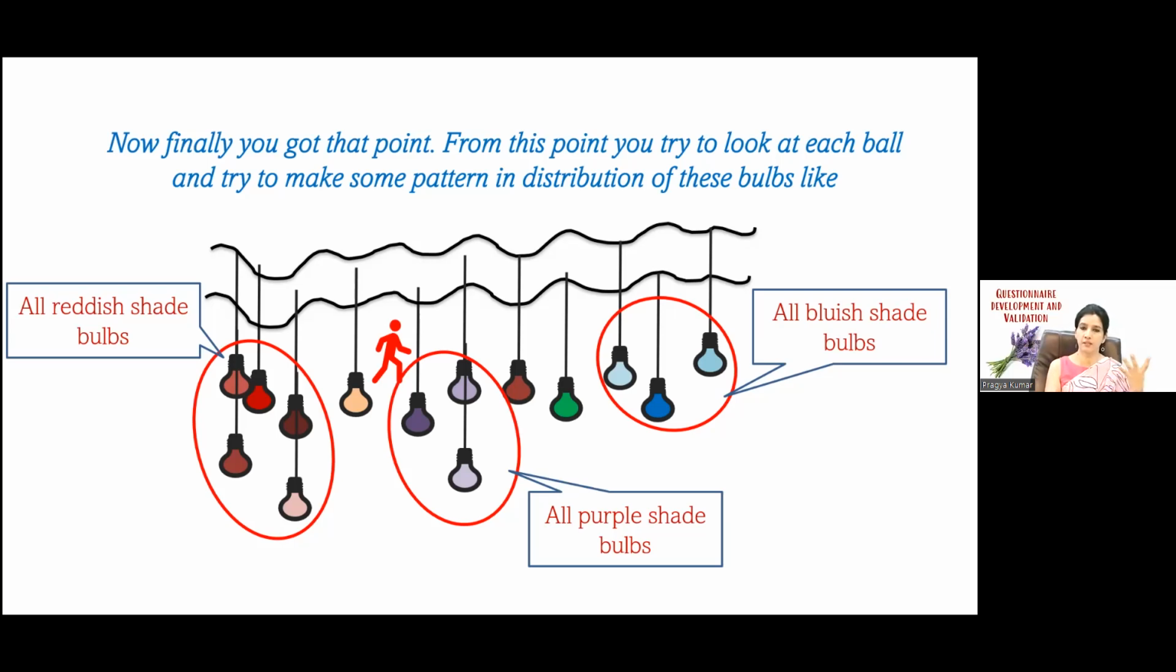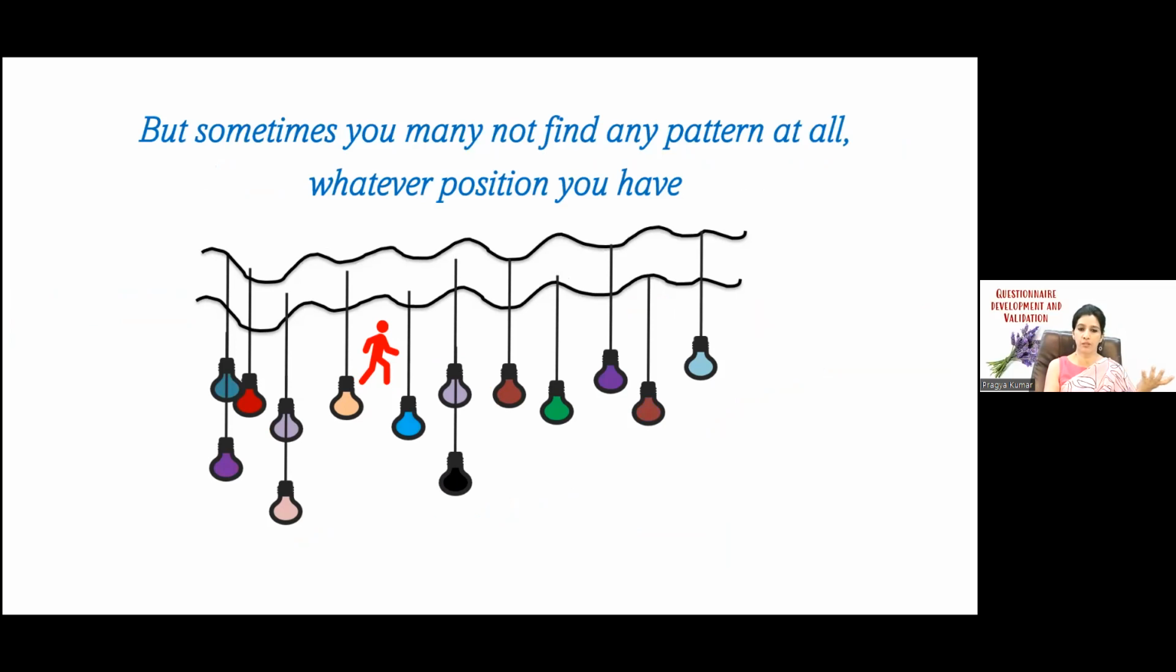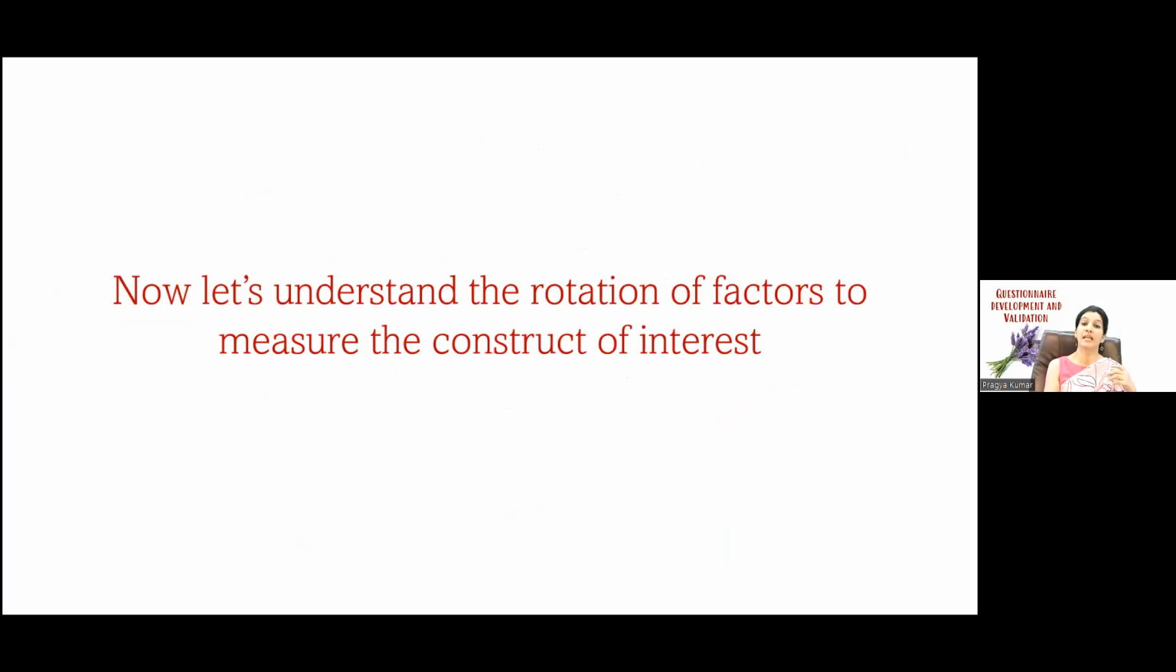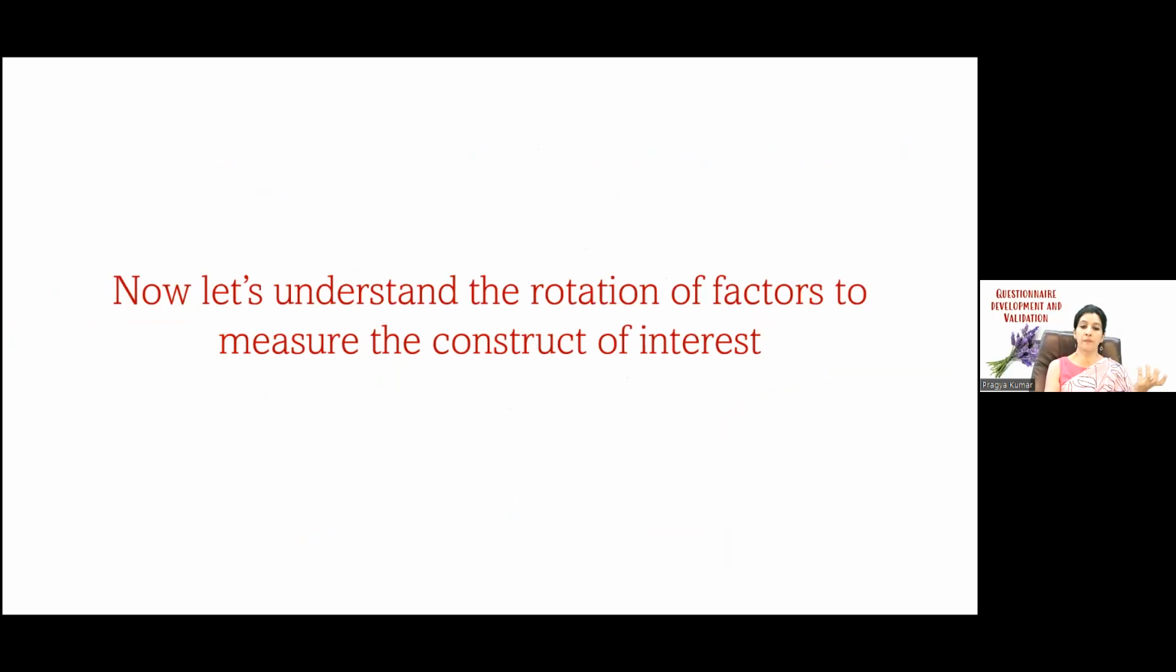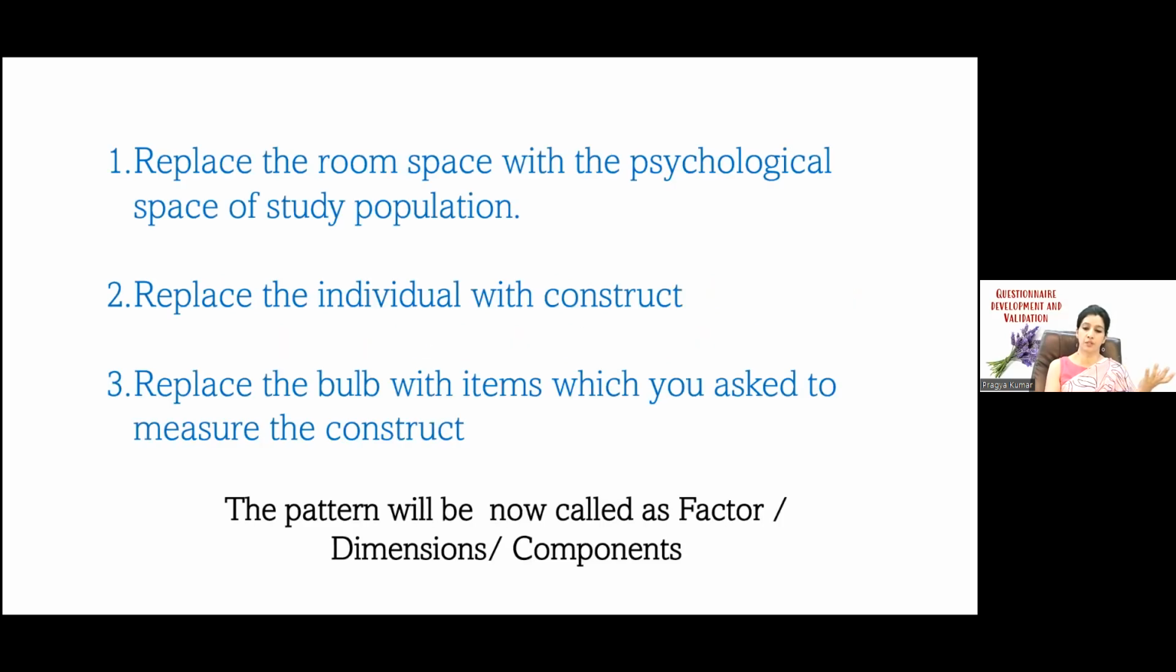Similarly, you can imagine rotation with the same concept. But sometimes we may not find any pattern at all. Whatever position you shift to, you may not find any clubbing of those factors. In that case, it will be a unidimensional scale: even if you change the rotation, you are not able to find any factor. So now let's understand this rotation of factors to measure the construct of interest.